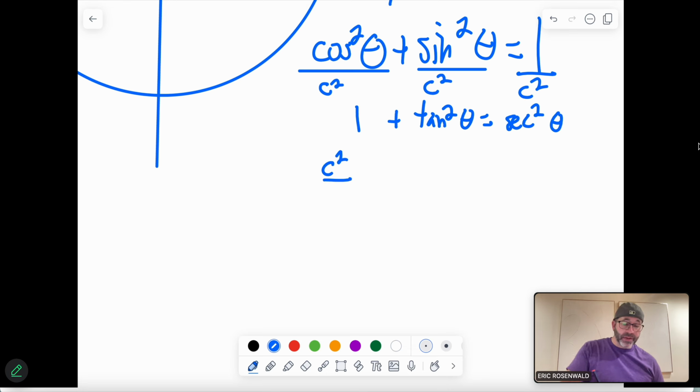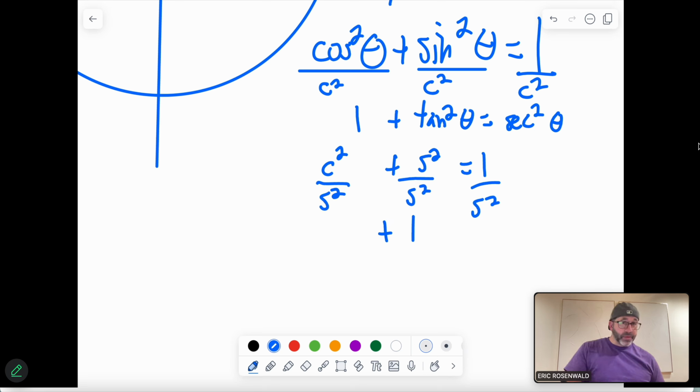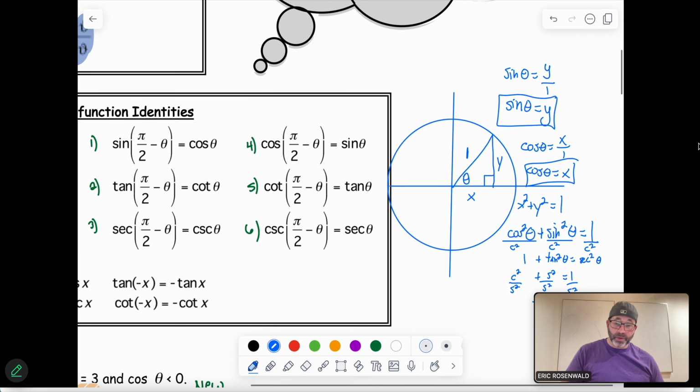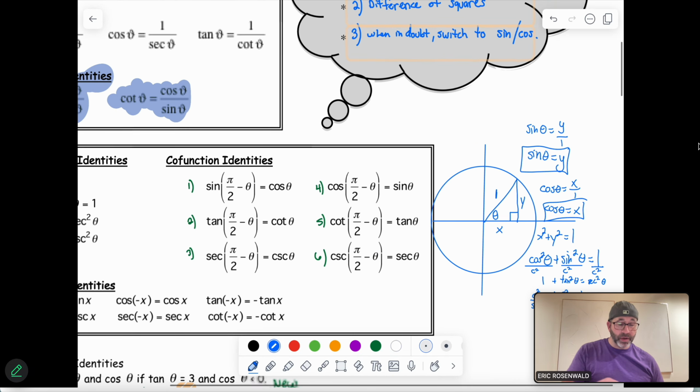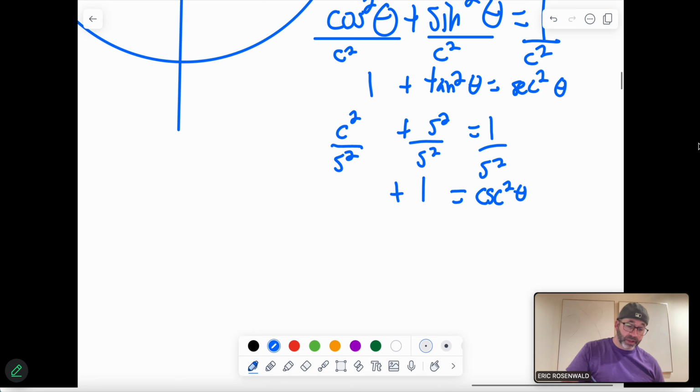Let's do it again. If cosine squared plus sine squared is equal to 1, and instead of dividing everything by c squared, what if I divided by s squared? What we're going to end up with is a 1 right here for the s squared. 1 over sine squared is cosecant squared. And then we have cosine over sine, which goes back to this identity of cotangent. And we know then that this is going to be cotangent squared theta plus 1 is equal to cosecant squared theta.